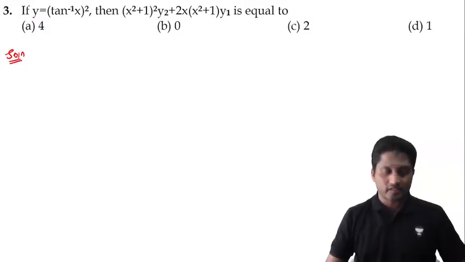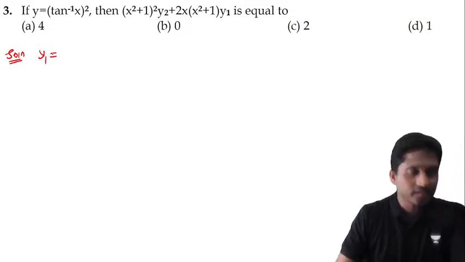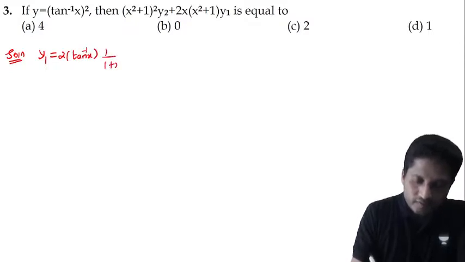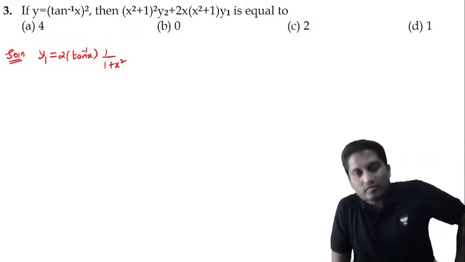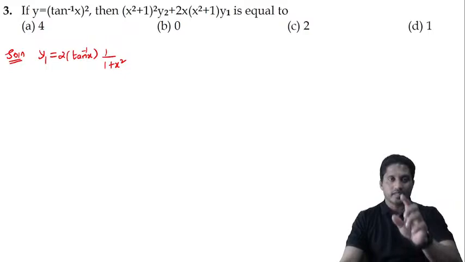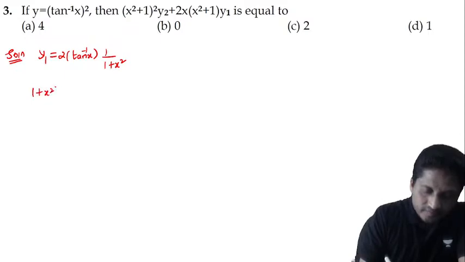If I differentiate this, y1 is equal to, differentiation of x square is 2x, I get 2 tan inverse of x. Then chain rule, differentiation of tan inverse of x is 1 by 1 plus x square. I'm just using chain rule. Don't differentiate directly once again. Let us cross multiply. If I cross multiply, I get 1 plus x square into y1 is equal to 2 tan inverse of x.